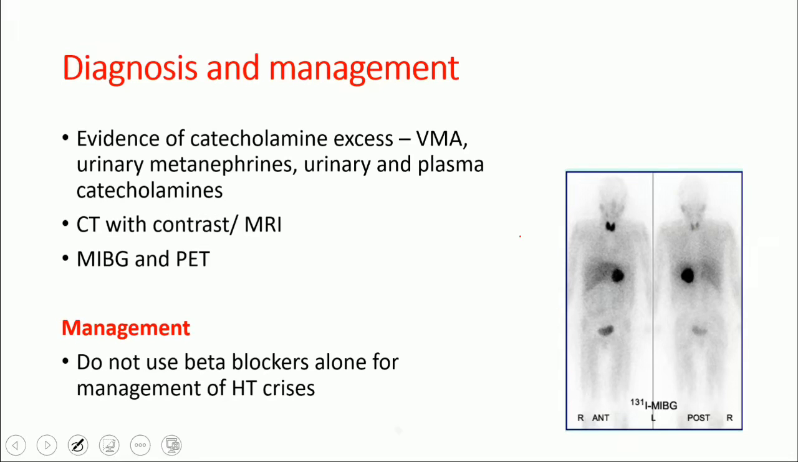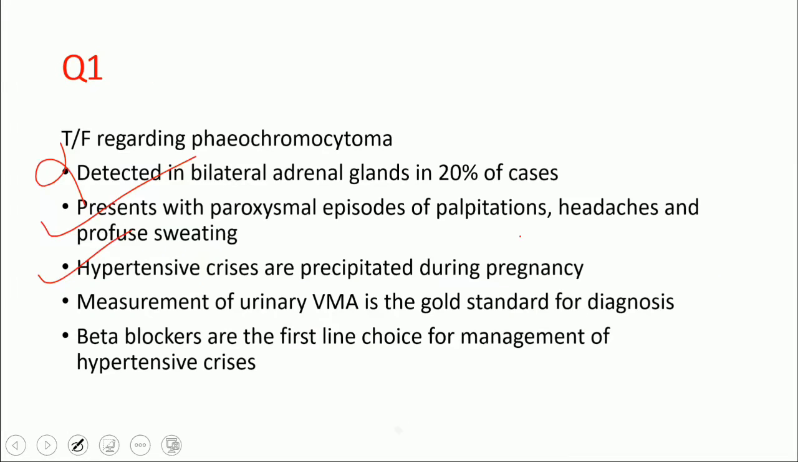You can measure these. Once you have an established elevation of these substances, then we do an MRI or CT scan to confirm. There are also radionucleotide scans and PET scans which people sometimes use. MIBG is an iodine tagged tracer scan which you can use to look for tumors, or the PET scan can also be used for certain tumors. So that is how you diagnose it.